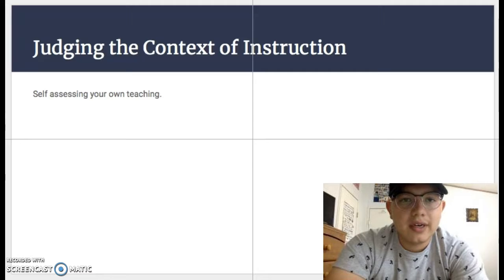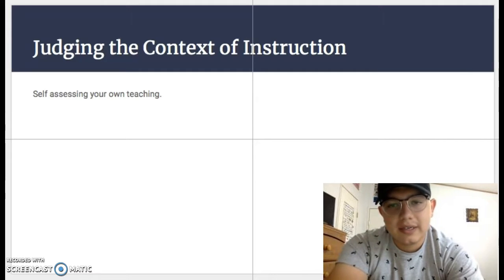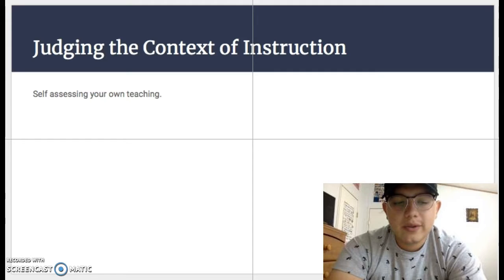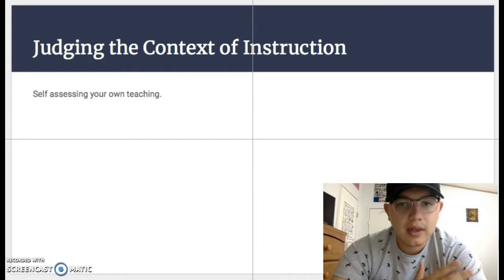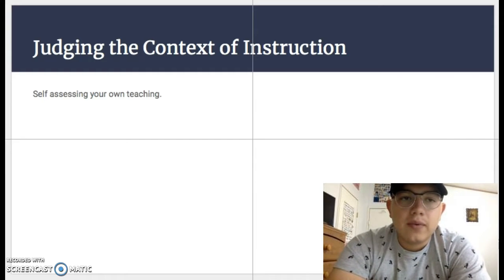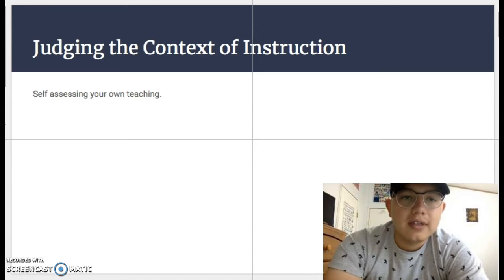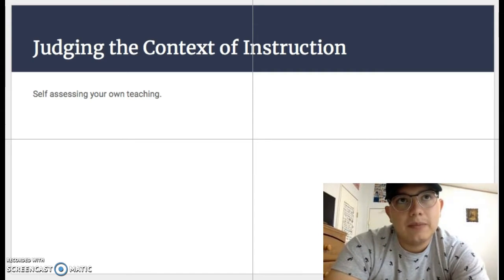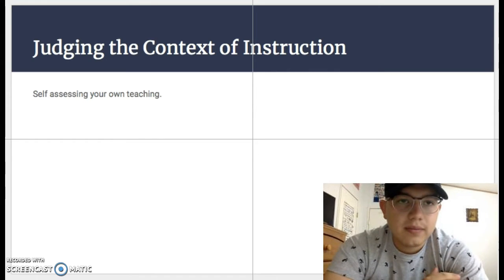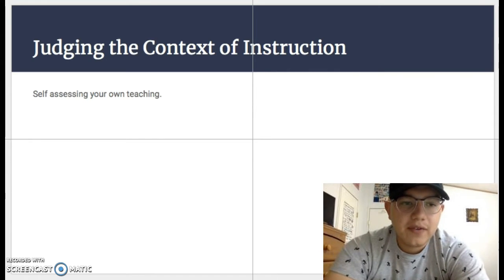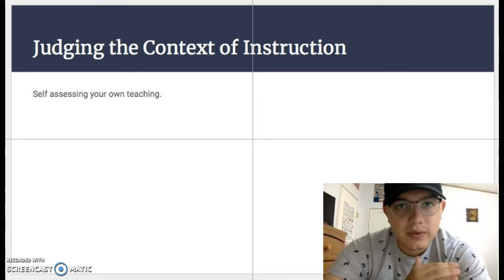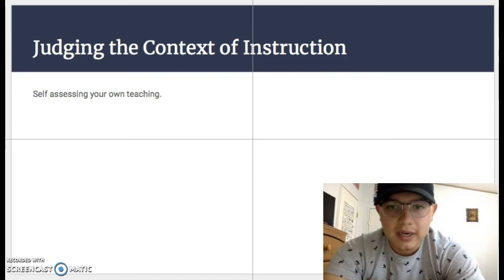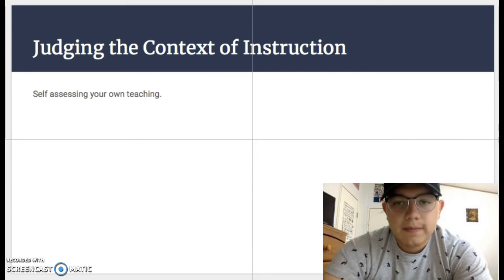And the last thing is judging the context of instruction, which is self-assessing your own teaching. And I know the book gave a whole example of it, but I don't really think it applies to music. It does in some ways, but not really. And what I got out of it is that you have to see how much they're reading. So, if you never change your music, or you never really change the difficulty, maybe that's where something is missing for people going to the next level, or things like that. And that is it.